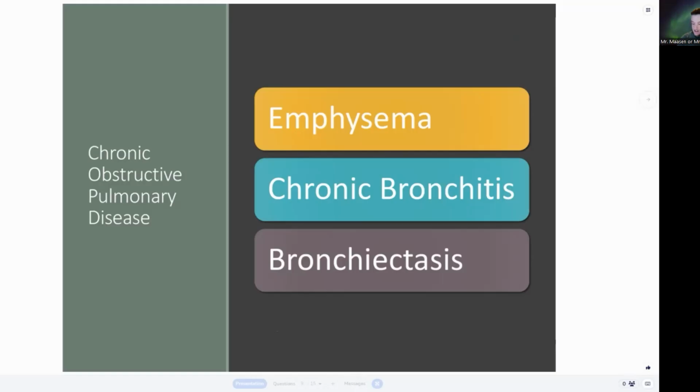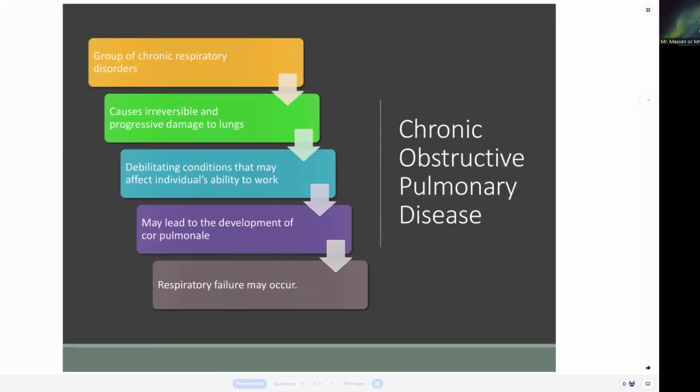So on to our chronic lung diseases. These are the COPD, chronic obstructive pulmonary disease. These are the classics. These are the most talked about chronic lung diseases. Really just these two for the most part. Bronchiectasis, we'll talk about, but emphysema and chronic bronchitis. Those are your main two culprits in the COPD family. So it's a group of chronic lung diseases that are all going to cause irreversible damage to the lungs, and they're debilitating.